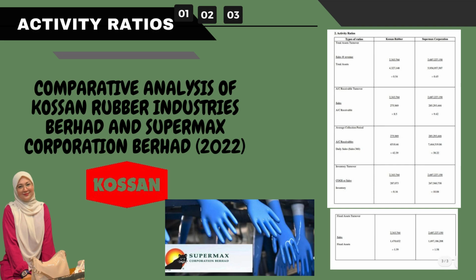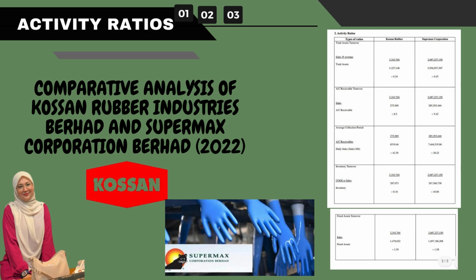Next is average collection period. Average collection period indicates a problem in collecting debt. The ratio for the Kosan Rubber company is 42.39, while the Supermax Corporation's is 38.22 in the same year. The lower ratio in 2022 shows that Supermax Corporation faces less problem in collecting debt from customers than the Kosan Rubber company.